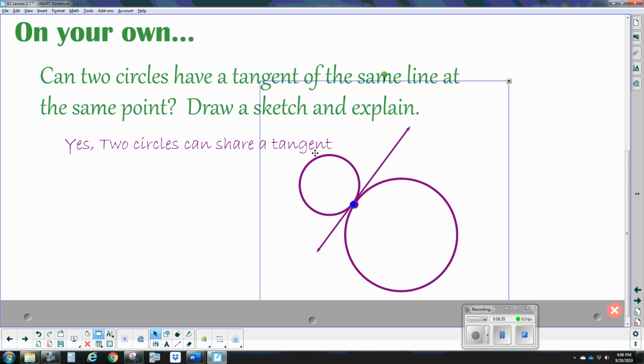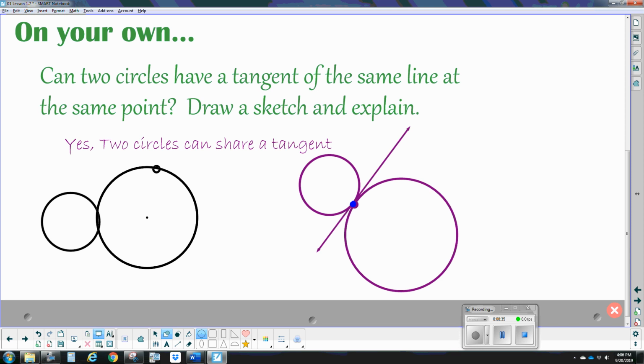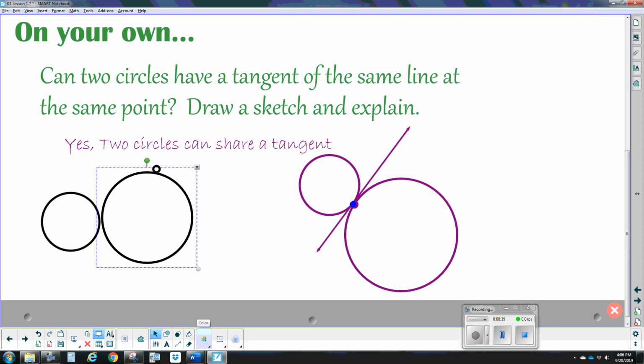There are multiple ways you could draw this. I will draw another example. So here's one circle. I can draw the other circle. Well, I'm actually going to draw it next to it. Okay, I'm going to draw it right here. You can see that these two circles just barely are touching.